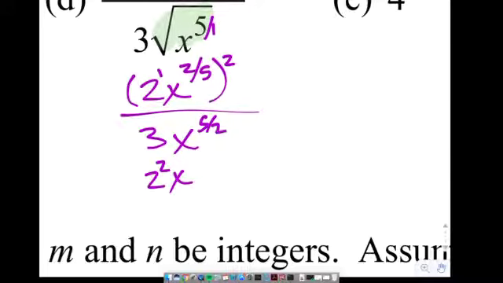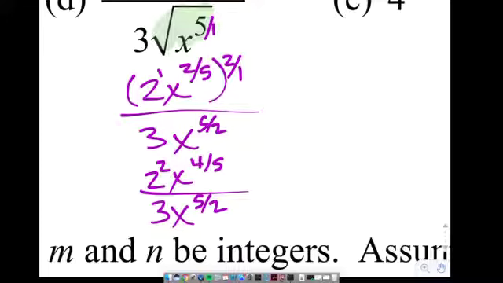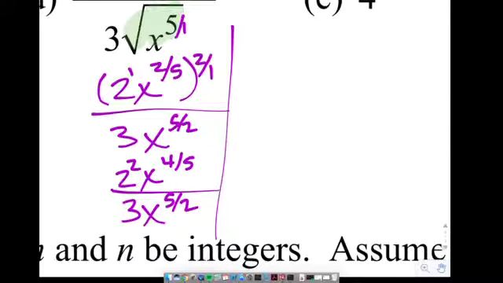Times x to the 2/5 times 2 is what? 12 over 5? Well, when you add, you need a common denominator. But when you multiply, you just multiply straight across. So that's like 2 over 1. So 2 times 2 over 5 times 1, which is 4/5. For multiplying fractions, you just multiply straight across. You do not need a common denominator. And on the bottom, I have 3x to the 5/2. Okay, so now I'll kind of draw a line, and I'll move over to the next column.